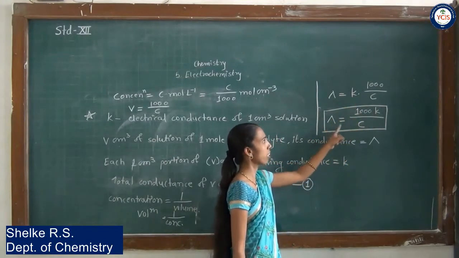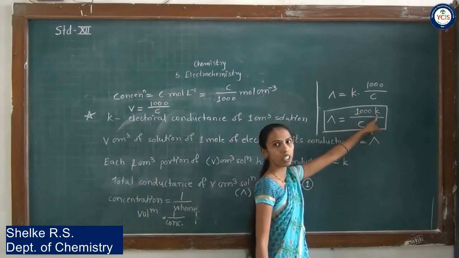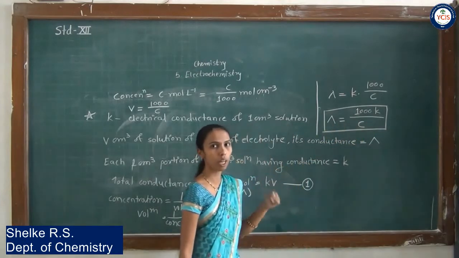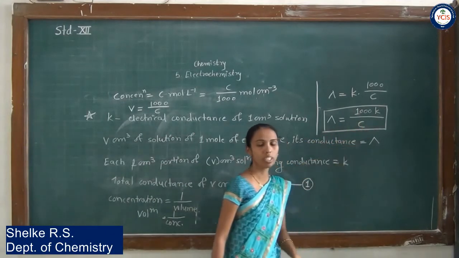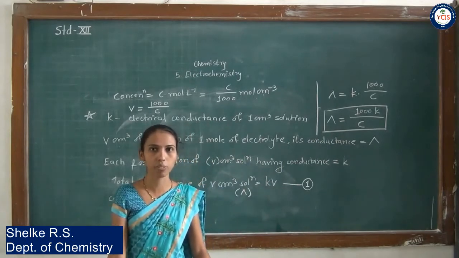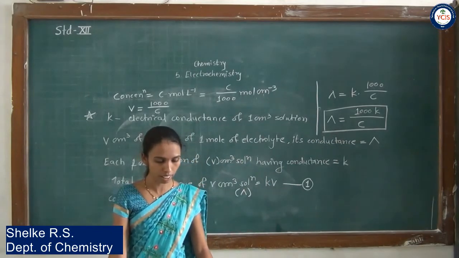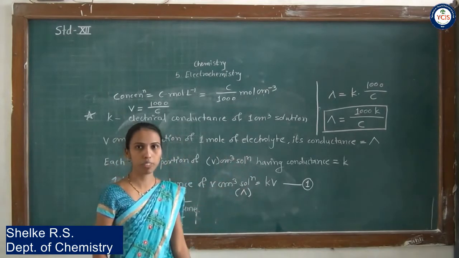Which is nothing but the relation between molar conductivity and electrolytic conductivity. This is the relation between the two. Lambda is molar conductivity and K is what? Electrolytic conductivity. So that is the relation between molar conductivity and the electrolytic conductivity. Hope you understood the relation between them. Okay.